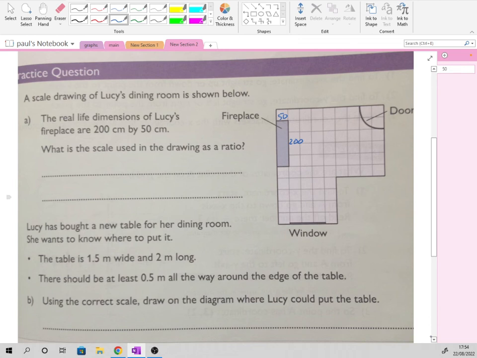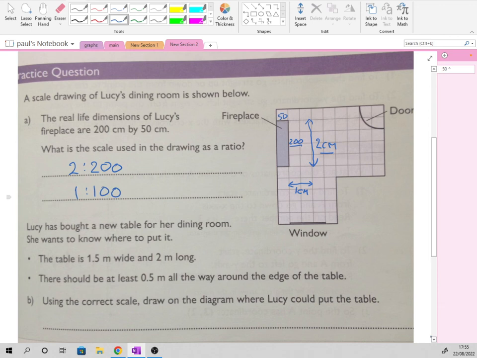So one square is not 1 centimeter, it's 2 squares. I've measured that. 2 squares is 1 centimeter. So this distance here is 4 squares, isn't it? So this is going to be 2 centimeters. And 2 centimeters is 200. So we've got a 2 to 200 scale. That is the same as that. And I'll simplify that and put it 1 to 100.